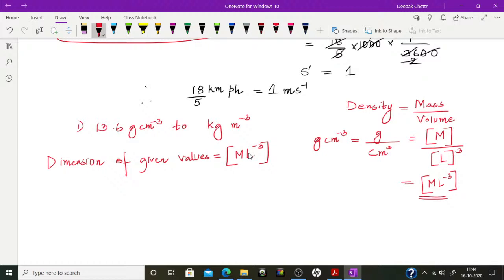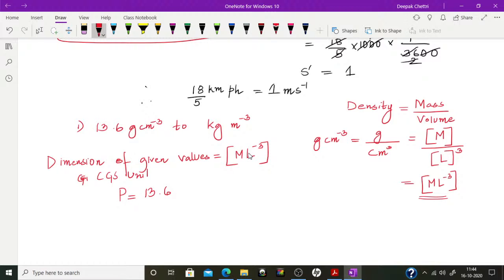Okay, so what do we do first? We don't know what this is. I will not call it D, so I'll call it something else. Let us call it P. Okay, so what is given? 13.6 in given units. Okay, this is CGS unit, if you can see, so I'll just write CGS unit.